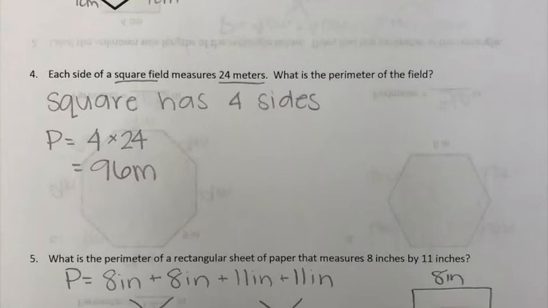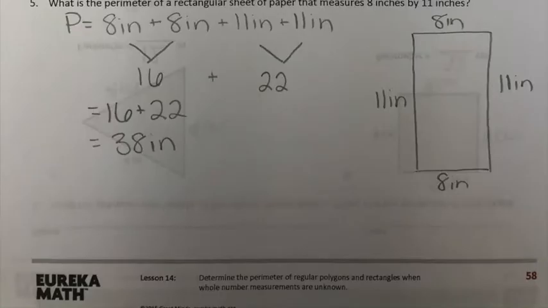What is the perimeter of a rectangular sheet of paper that measures 8 inches by 11 inches? So I drew a piece of paper, but you don't need to, because if it's a rectangle, you know there's two sets of equal lines. So there's two 8-inch sides and two 11-inch sides. I added them with the like numbers again, so I did 8 inches plus 8 inches, plus 11 inches plus 11 inches, which changed into 16 plus 22. When I added those up, I found the perimeter is 38 inches.